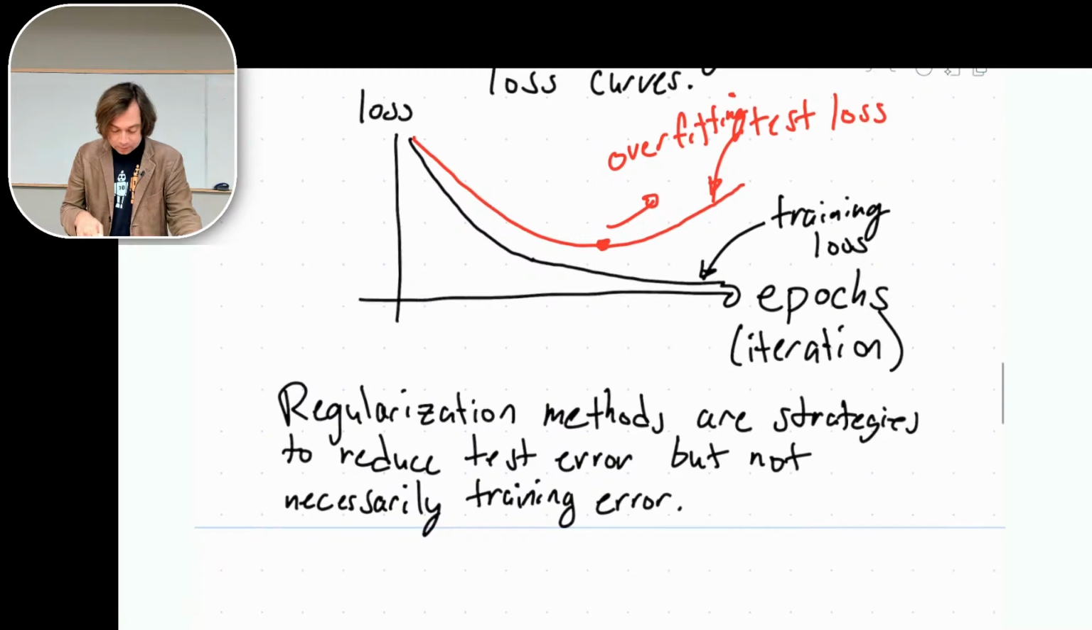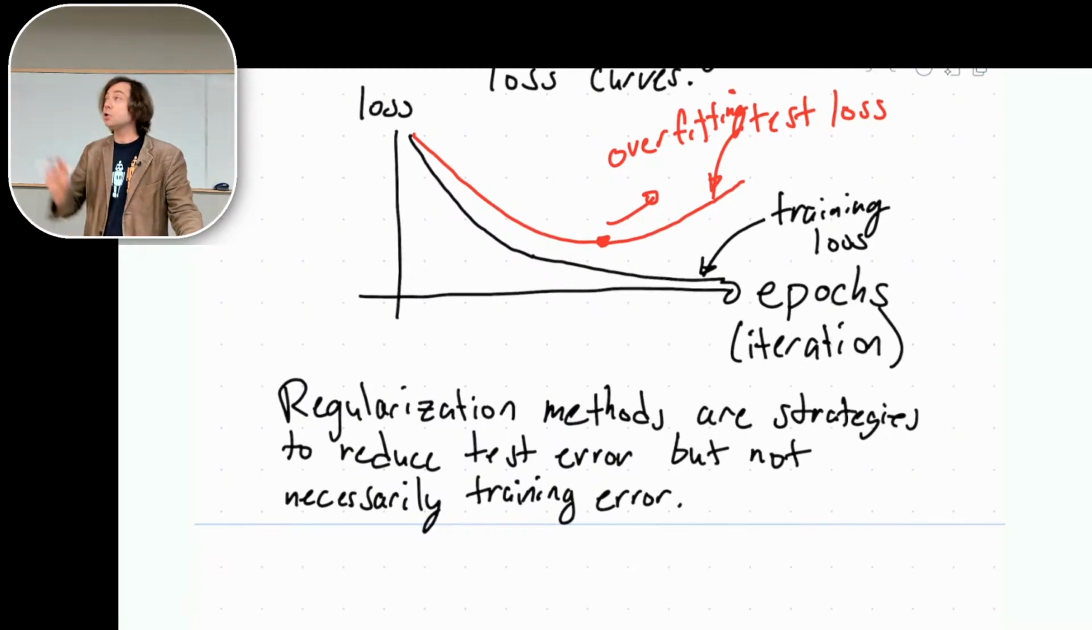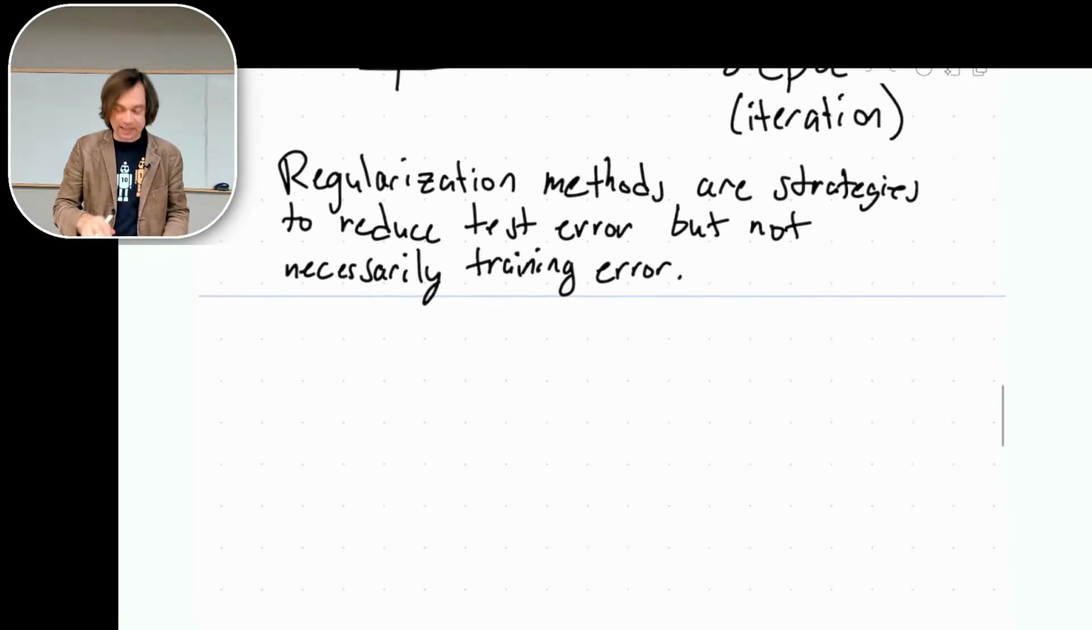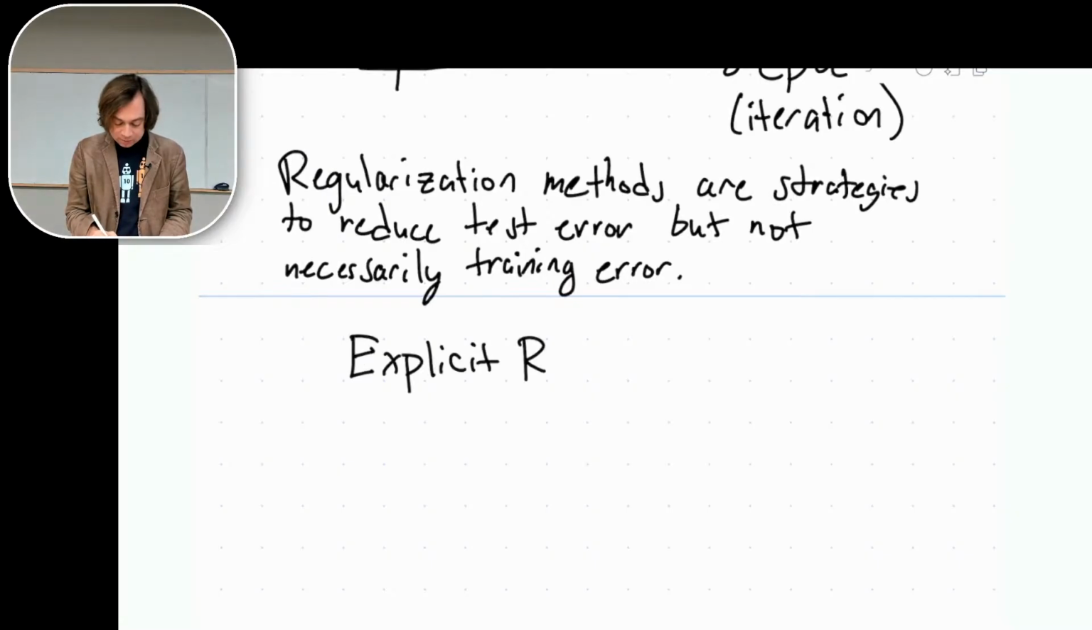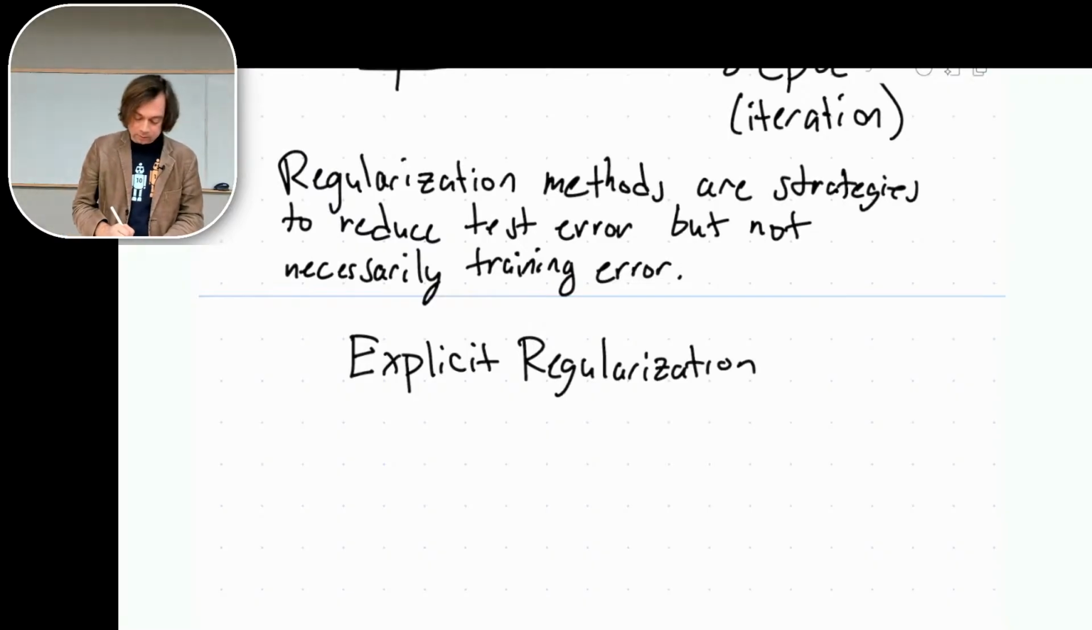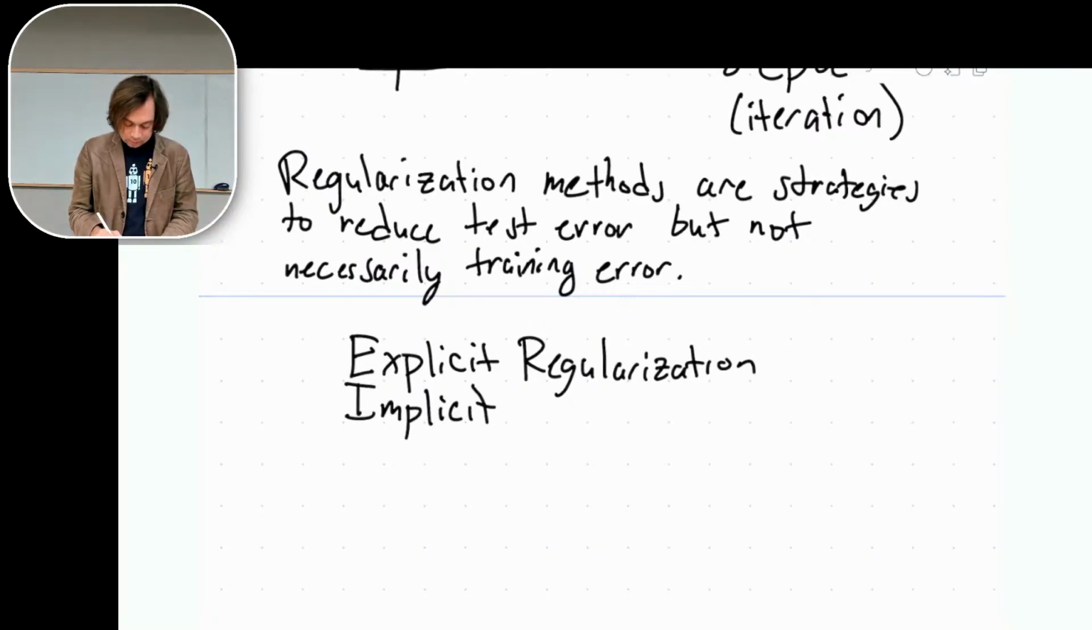Okay? So there are two general categories of methods of regularization. These techniques are all over the map. They're not just one thing like normalization kind of is sort of one category of things. So there is explicit regularization, and implicit regularization.